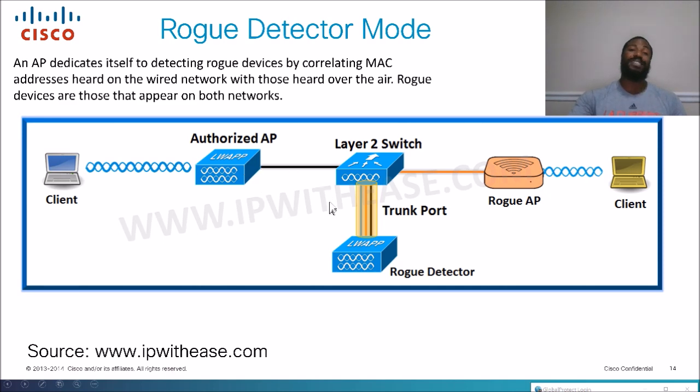Rogue detector mode is kind of similar to monitor mode, right? You're just looking for rogue APs in the network. The AP dedicates itself to detecting rogue devices by correlating MAC addresses heard on the wired network with those heard over the air. Rogue devices are those that appear on both networks. So remember, a rogue AP is basically a hacker placing his AP somewhere and trying to get some unsuspecting victim's information. Basically, it's kind of like phishing, but with an AP. Y'all know what phishing is, right?